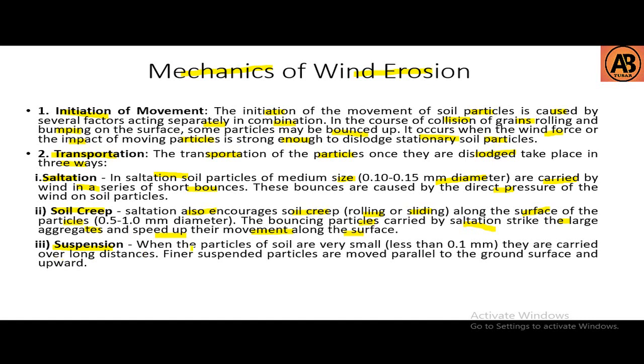Then number 3 is suspension. When the particles of soil are very small, less than 0.1 millimeter, they are carried over long distance. Finer suspended particles are moved parallel to the ground surface and upward.